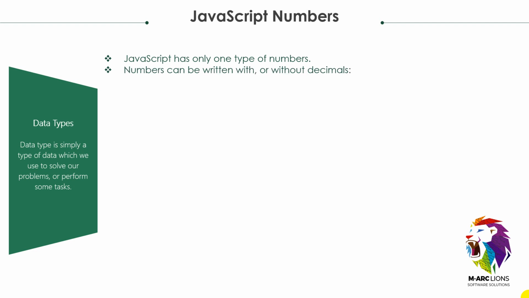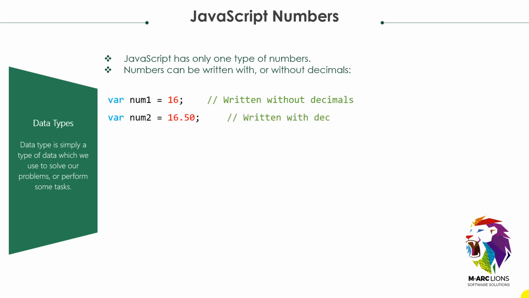A number can be written with or without decimals. Like I am declaring here number1, which is 16, written without decimal points. There are no decimal points. And I am declaring another variable, number2, which I declare like 16.2, so this number is definitely written with decimal points.